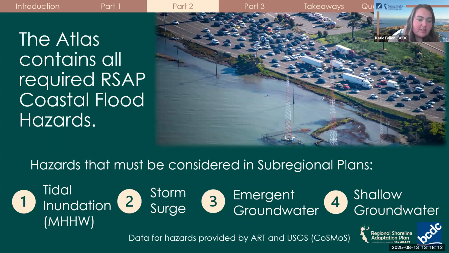Each hazard layer in the RSAP Atlas is built using trusted data sources. For tidal inundation and storm surge, we use BCDC's Adapting to Rising Tides maps, which incorporate local flood protection features. Groundwater data, including emergent and shallow groundwater, comes from the USGS Coastal Storm Monitoring System, also known as COSMOS. All this data is combined to provide consistent, regionally aligned hazard information. Now let's walk through the hazards one by one.